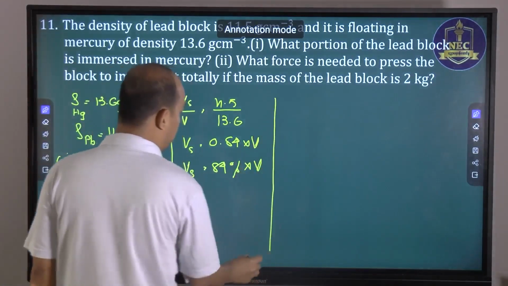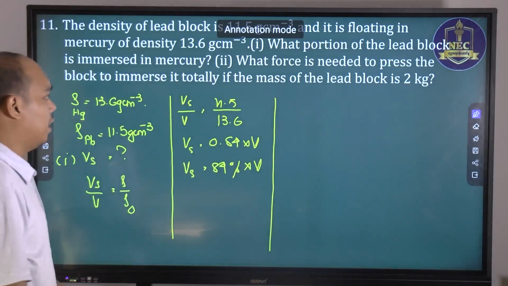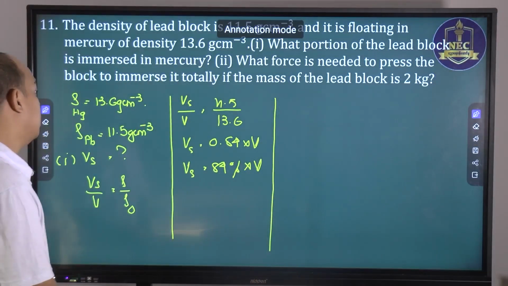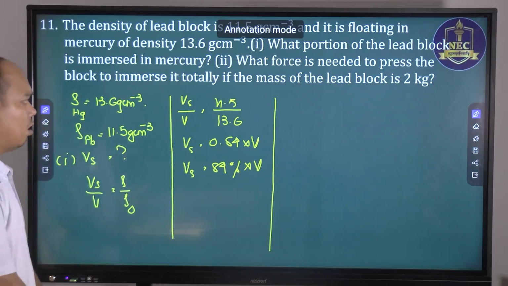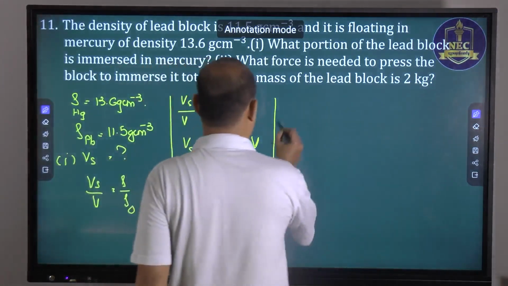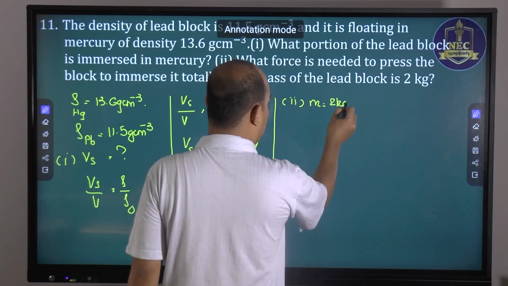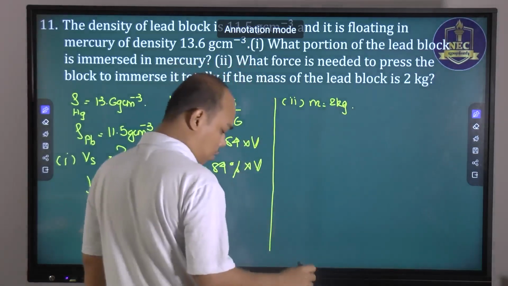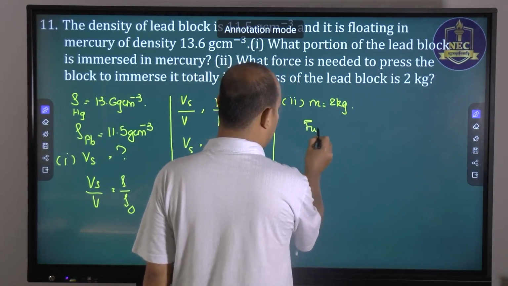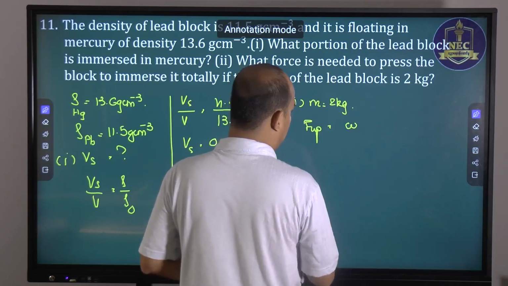Now number two. If a block is put in a net wall with a lot of water, the block must be displaced. If the mass of the block is 2 kilograms, the donor and the net wall will have a lot of water.